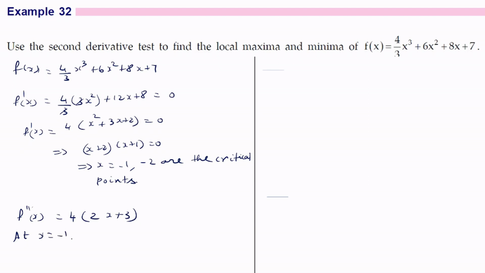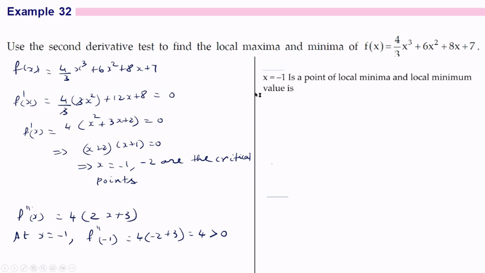At x equal to minus 1, f double dash of minus 1 is 4 into minus 2 plus 3. This is equal to 4, which is more than 0. So here we can see that for x equal to minus 1, we get f double dash of x more than 0. So x equal to minus 1 is a point of local minima.